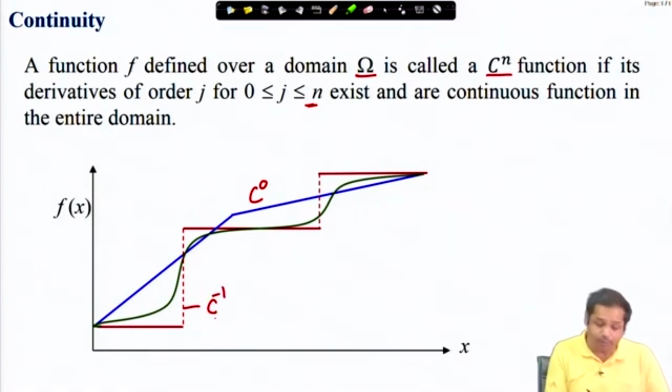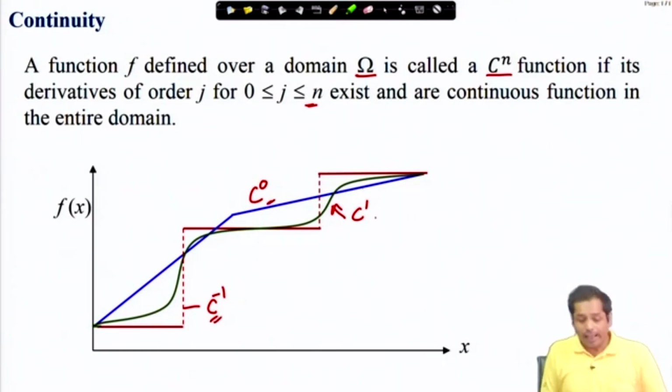You see, the blue one is just a continuous function. Now C minus 1, it is not even continuous. Forget about differentiability, it is not even a continuous function. And then the green one, it is a C1 function. Whether it is C1 or not, for that we need the expression of the function. But if we compare this function with the other two, this is C1. And these C0, C1 functions are what we'll be dealing with in the finite element method.